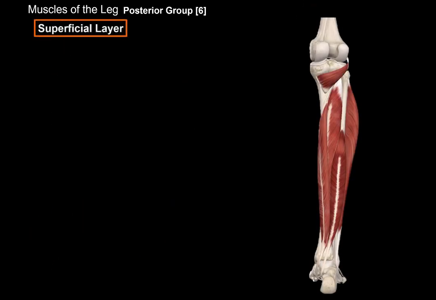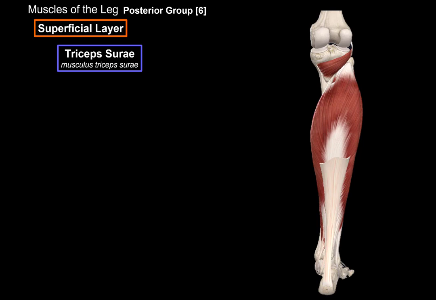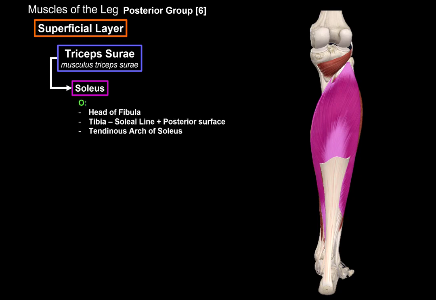The superficial layer mainly consists of the triceps sura muscle, and the triceps sura muscle is a triceps, so 3 parts to this muscle. There's the soleus, which is the deepest part. It originates from the head of the fibula. It originates from the soleal line and the posterior surface of the tibia, and it originates from the tendinous arch of the soleus, which is a fibrous arch formed by a fascia.